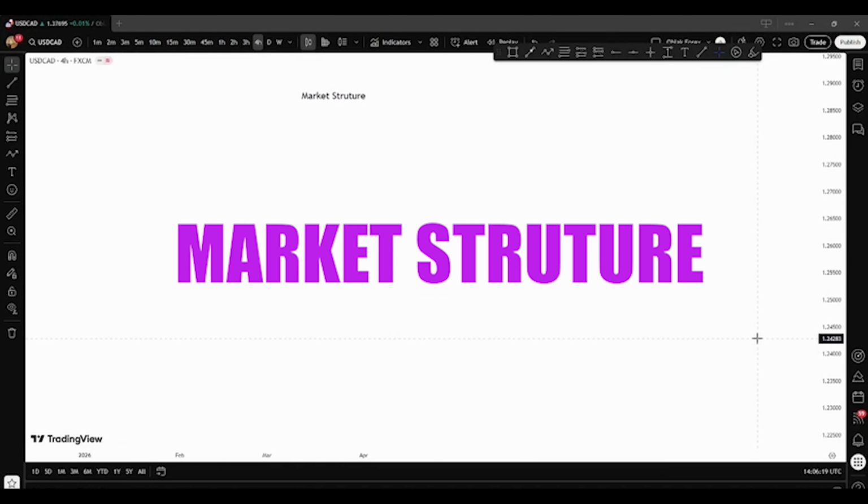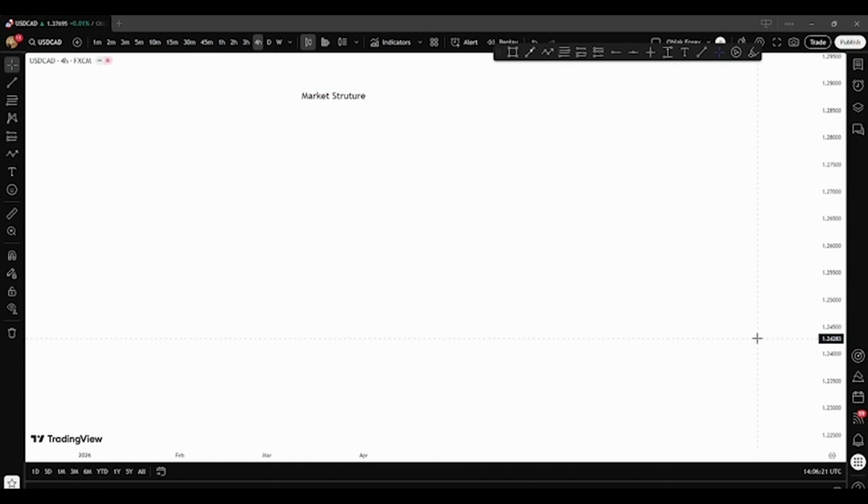Guys, today we'll be diving into market structure. As a trader, market structure is something you should take too seriously. You need to understand the trend of the market to decide whether to go long or short in any pair you find yourself in. When we talk about market structure, we have the basic market structure.